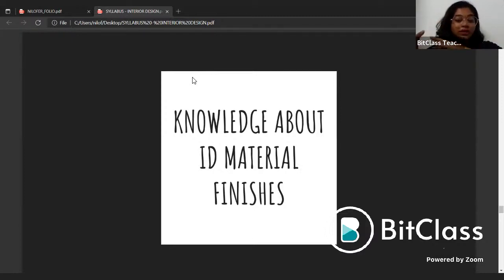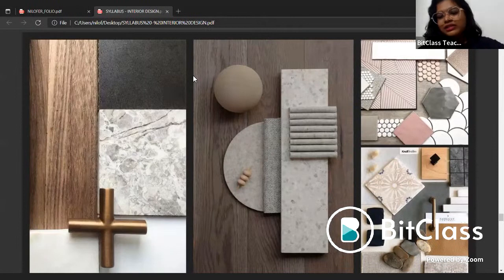So this is what I meant about not having knowledge about interior design material finishes. It is really important to know the price, the various finishes, sizes, customizations, and how many days it takes to get delivered. All these things you have to know right before diving into this field. This is a really random picture I found with so many different materials, just to give you an idea of what I'm talking about.